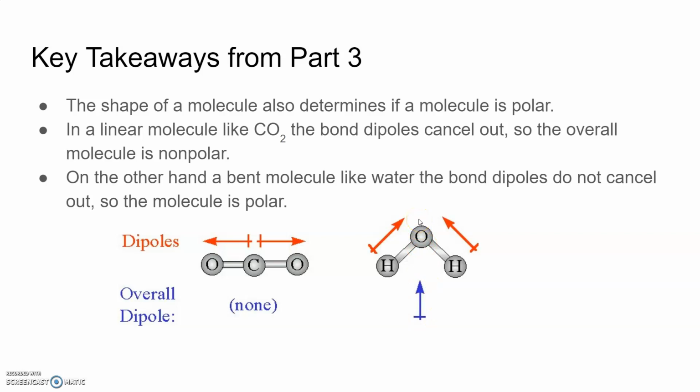But how can I tell the shapes? Well, that actually comes from what's called VSEPR, or valence shell electron pair repulsion theory. That's a different topic. But for now, what you need to know is that shapes also determine if a molecule is polar or nonpolar.